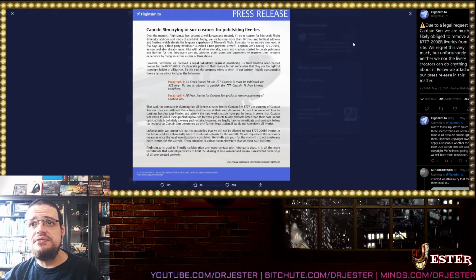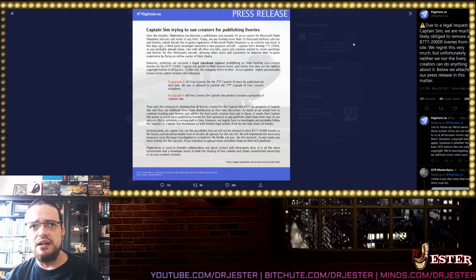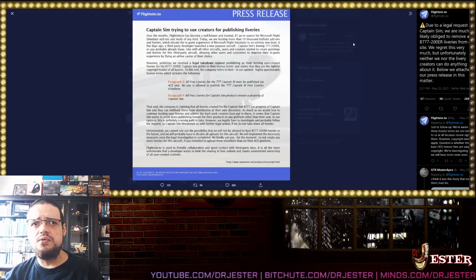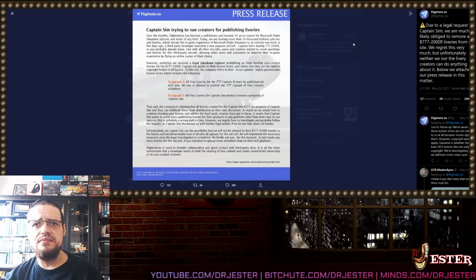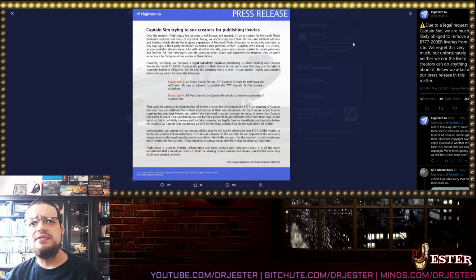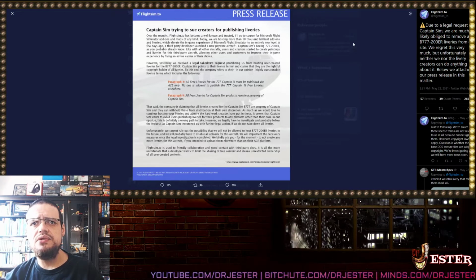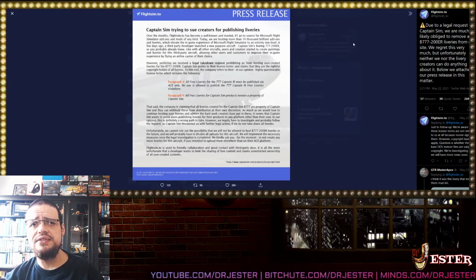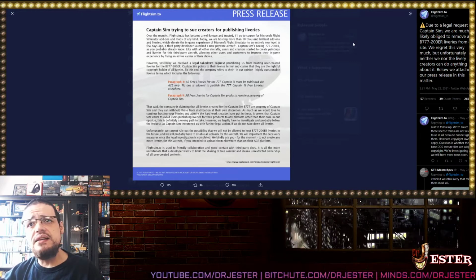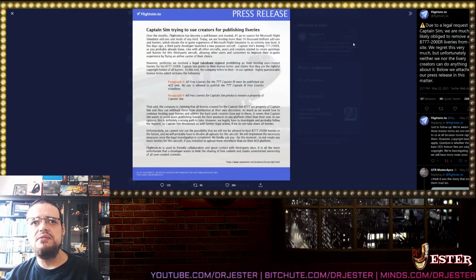However, we legally have to investigate and probably follow the request, as Captain Sim threatened us with further legal action if we do not take down our liveries. Unfortunately, we cannot rule out the possibility that we will not be allowed to host 777-200ER liveries in the future, and we will probably have to disable all uploads for this aircraft. We will implement the necessary measures once the legal investigation is completed. We kindly ask you, for the moment, to not create any more liveries for this aircraft if you intend to upload them elsewhere than on their ACE platform.